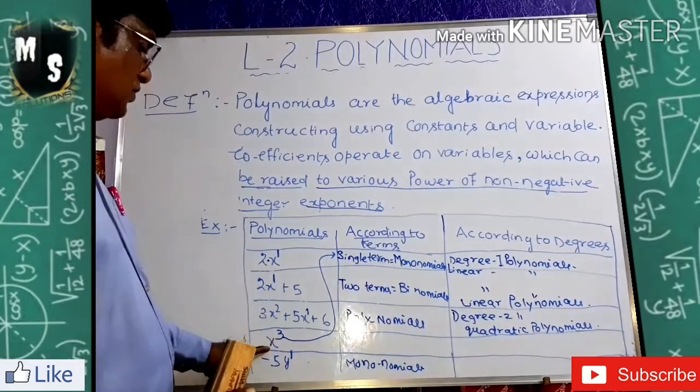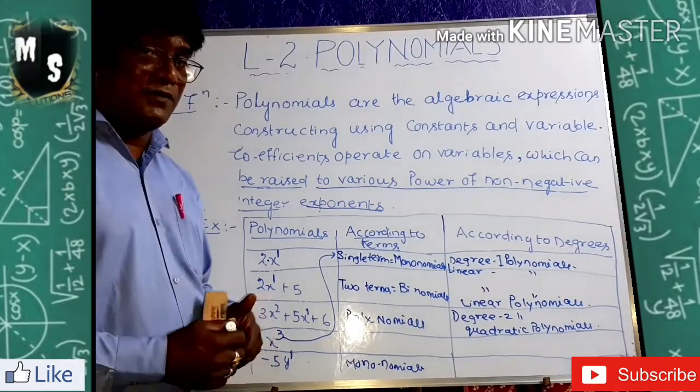Now you see, this is also a degree 3 polynomial, but it is a monomial.